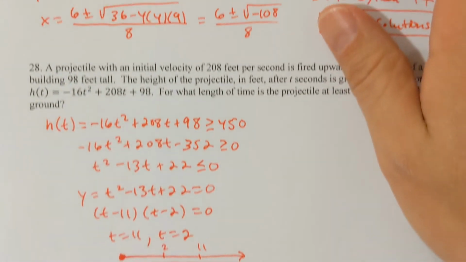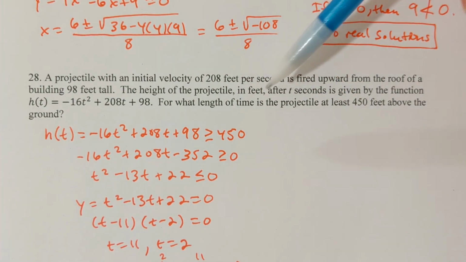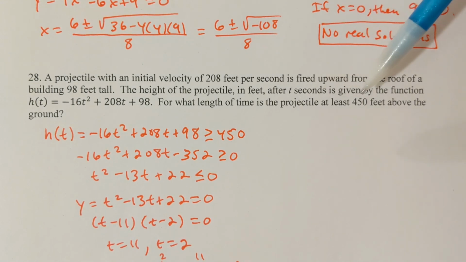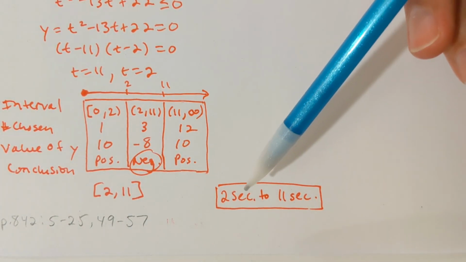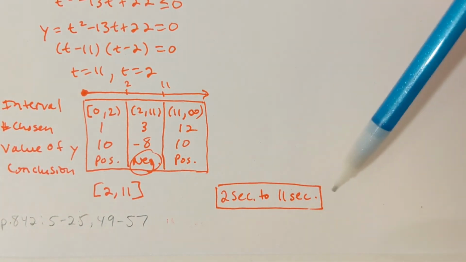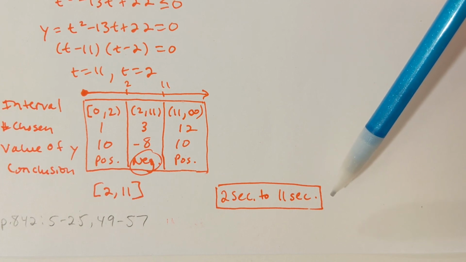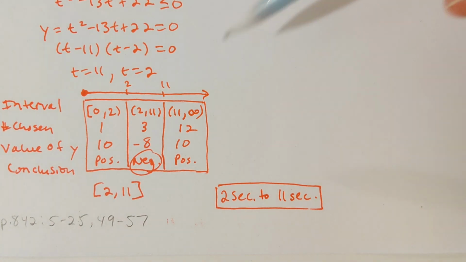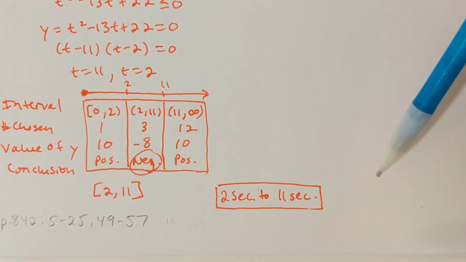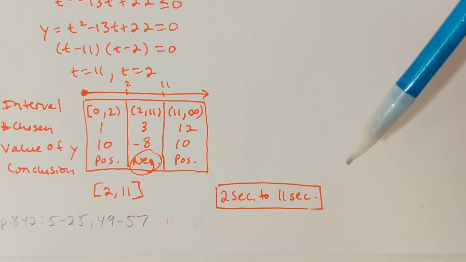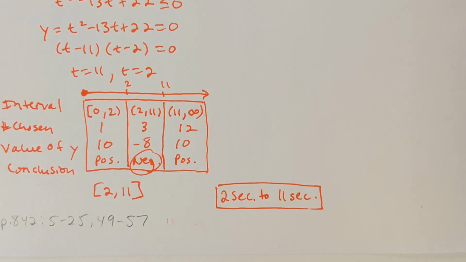Okay, now let's go back to the question. For what length of time is the projectile at least 450 feet above the ground? Well, my answer would be from 2 seconds to 11 seconds, the projectile is going to be at least 450 feet above the ground. Okay, if you're less than 2 seconds or bigger than 11 seconds, it's going to be at a height that is less than 450 feet above the ground.